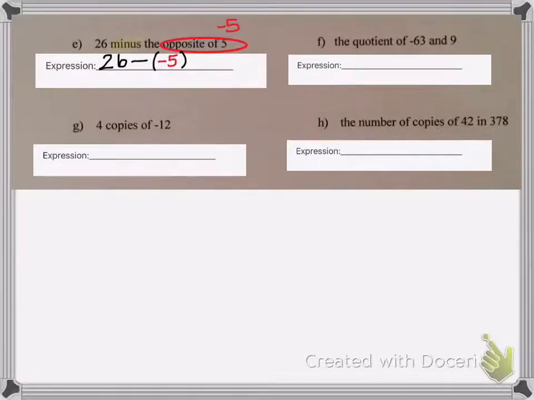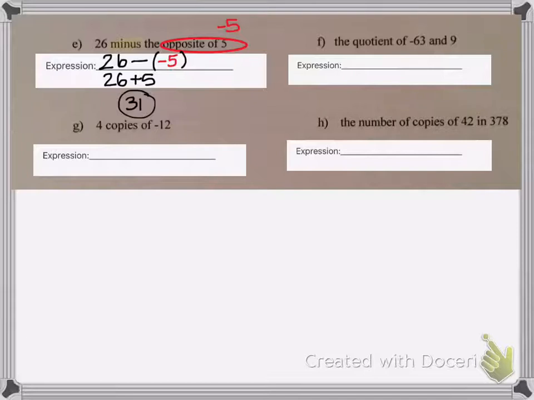Subtracting a negative number is the same as adding its opposite. So 26 minus negative 5 becomes 26 plus the opposite of negative 5, which would really just be 5. So 26 plus 5 gives us 31.